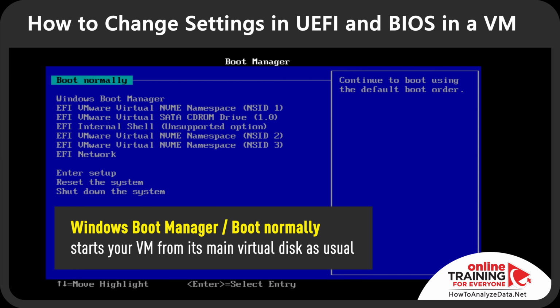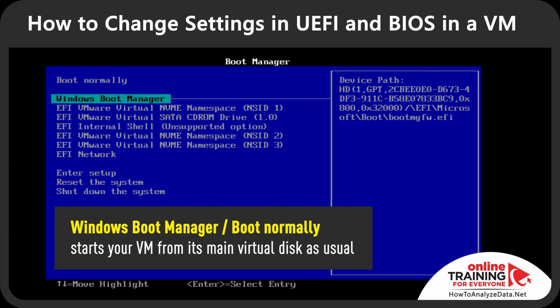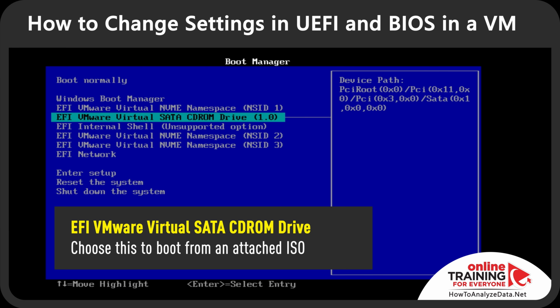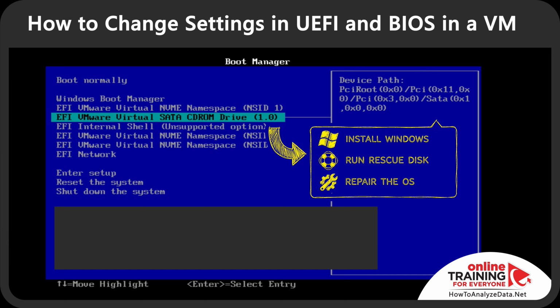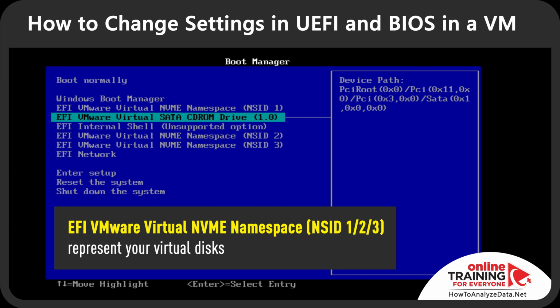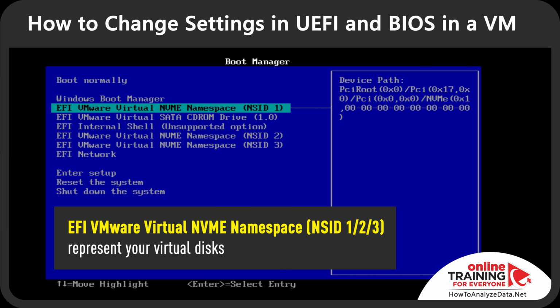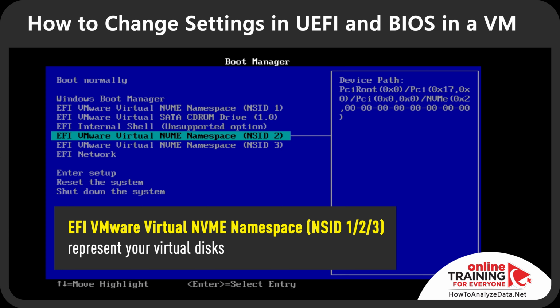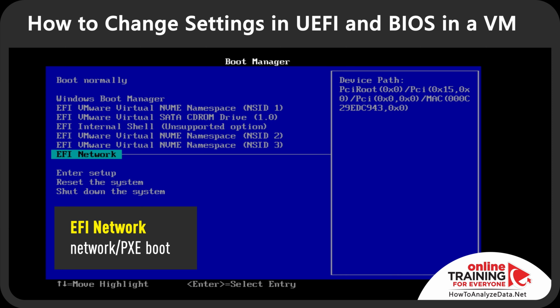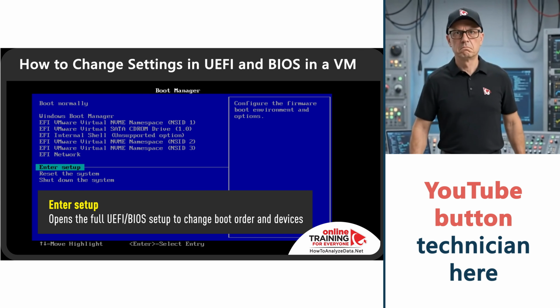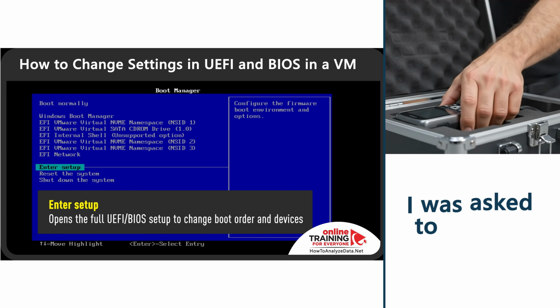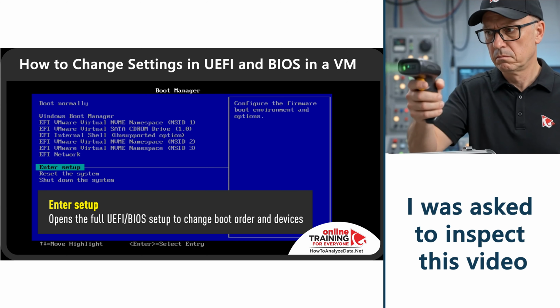Boot normally starts your VM from the main virtual disk, as usual. You choose CD-ROM when you want to boot from an ISO file, for example, to install Windows, run a rescue disk, or repair the operating system. Virtual NVMe namespaces represent your virtual disks. I have 3 disks in my system, and you see 3 different options. EFI Network allows a network boot using PXE boot. And Enter Setup opens the full UEFI BIOS setup screen where you can permanently change the boot order or enable or disable devices.